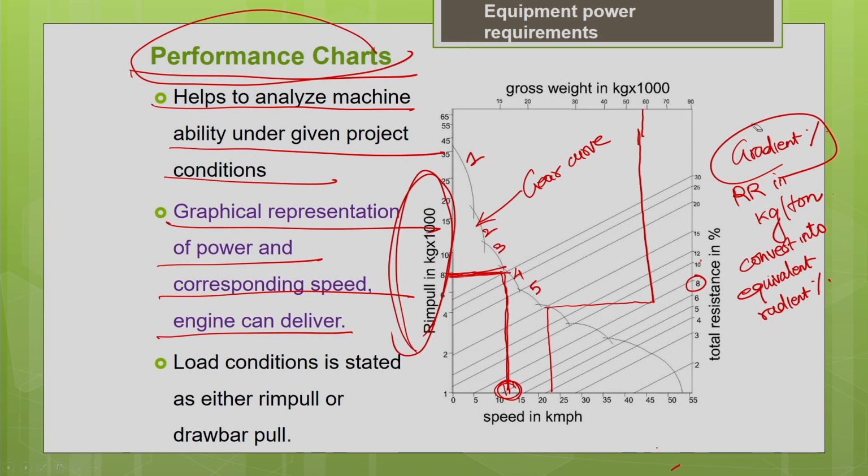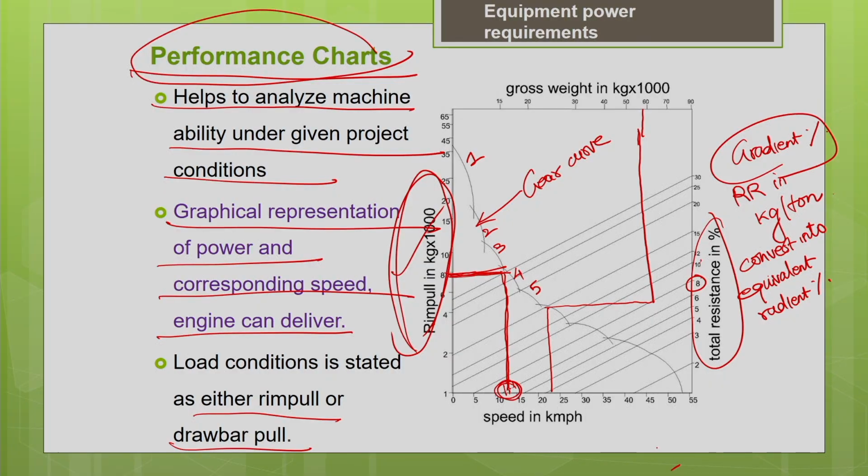So either you can use the rim pull in kg and find the speed, or you can use the total resistance in percentage and the gross weight and find the actual speed of the machine possible for this particular project condition. Depending upon the mounting, your load condition can be stated either in the rim pull or in the draw pull, depending upon whether it is a tire mounted machine or a track mounted machine.